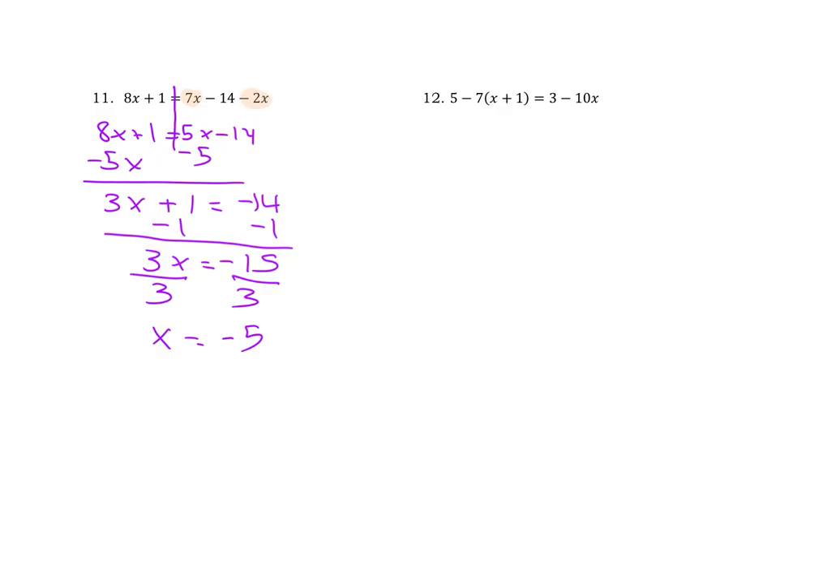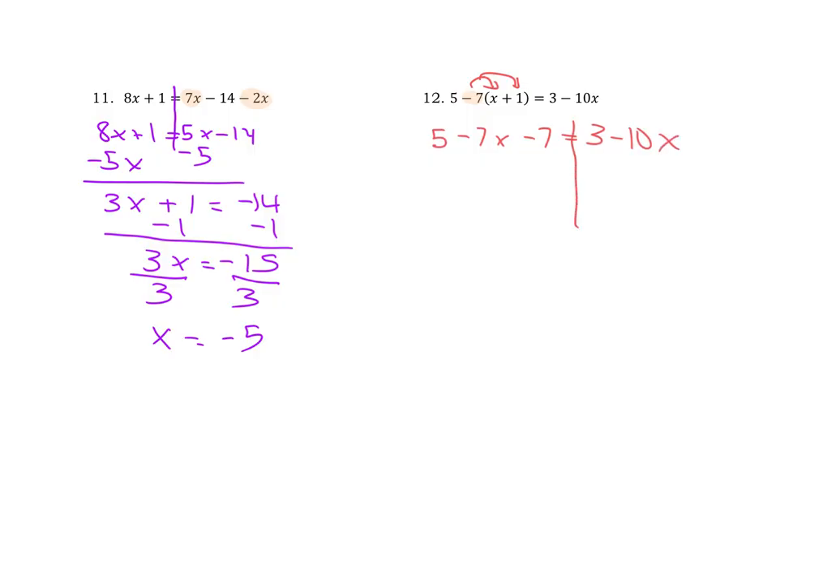Okay, this last example has parentheses in it, and remember, parentheses is telling me I have to distribute. And this one you've got to be careful because I'm distributing a negative 7, so it's going to get trickier and trickier as we go. So 5 minus 7 times x is negative 7x, negative 7 times 1 is negative 7, and that equals 3 minus 10x. Here's my equal sign.